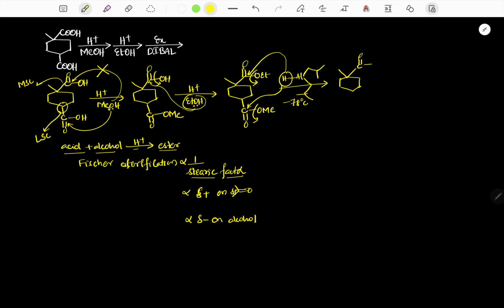here C double bond OH, and the leaving group is EtO minus; acidification gives EtOH. And here the corresponding aldehyde, and the leaving group is MeO minus; acidification is given. So this is our final product. Here we got our aldehyde and aldehyde.